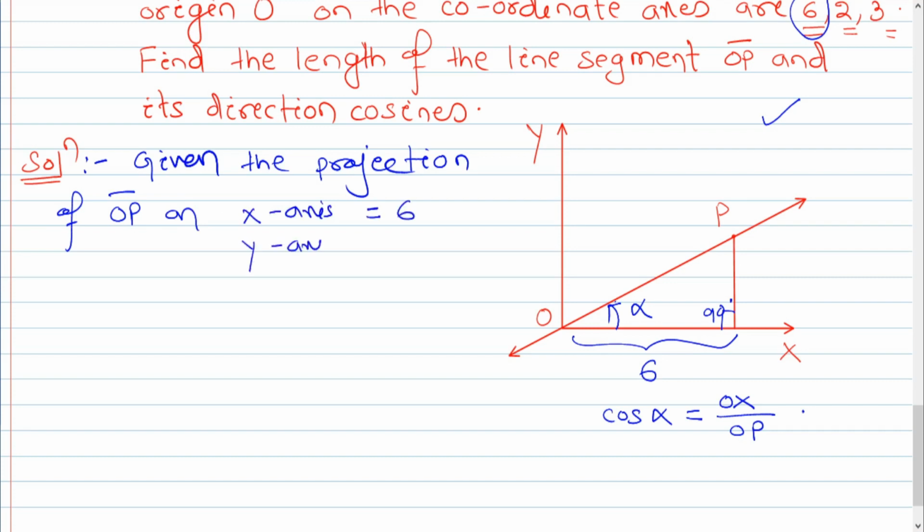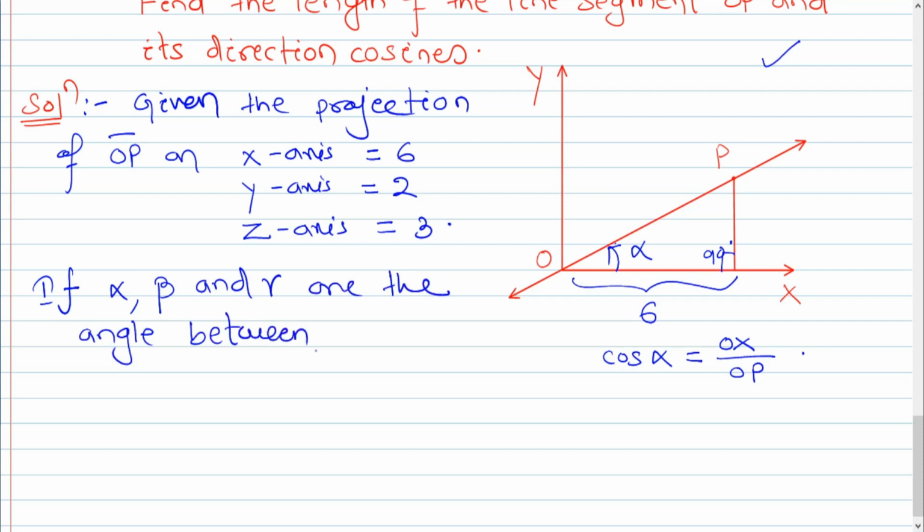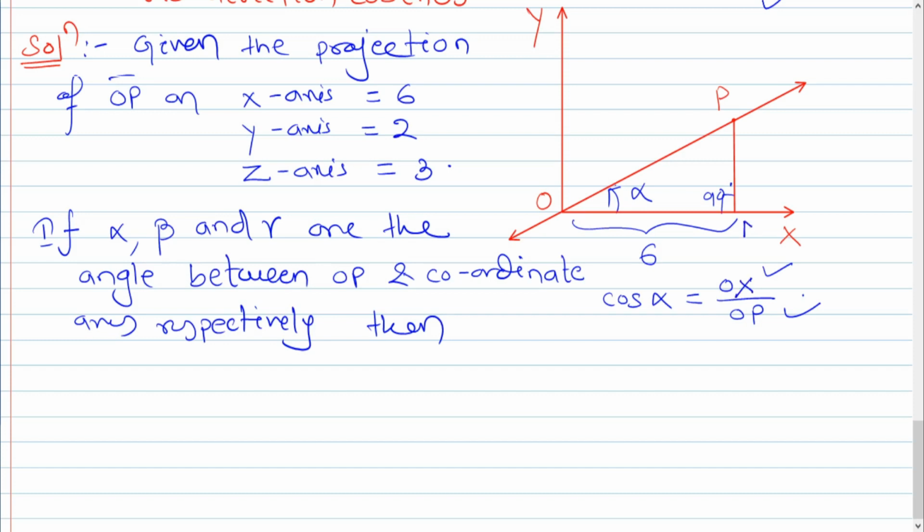On y axis how much, that is equal to 2, and on z axis is equal to how much, that is 3. Now if alpha, beta and gamma are the angles between OP and the coordinate axes, that is x axis, y axis and z axis respectively. If this point is named M, then this one is OM.